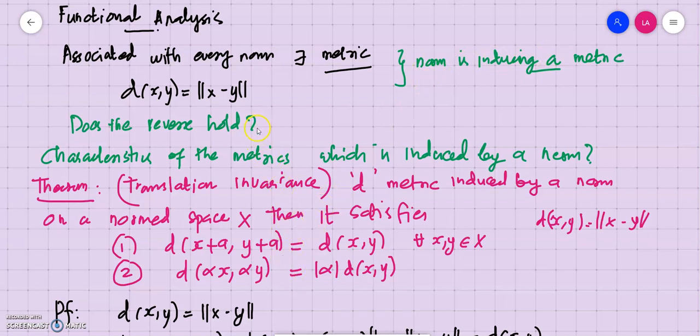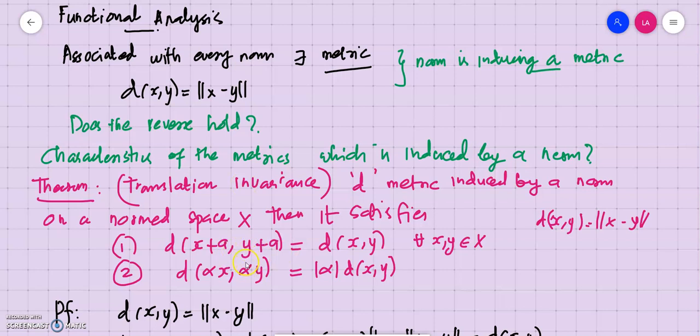In order to prove that the reverse property does not hold, we only have to find a particular metric in which these two conditions, or either one of the conditions, does not hold. So that is what we are going to prove. We are going to find a metric in which the translation invariance does not hold.